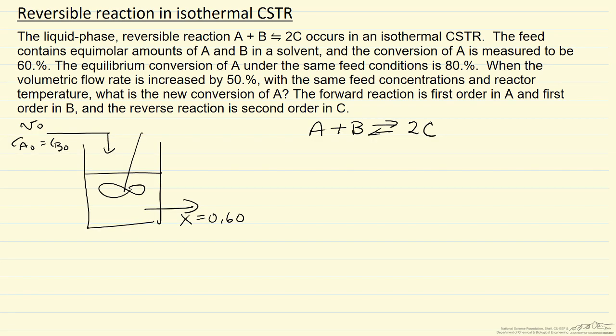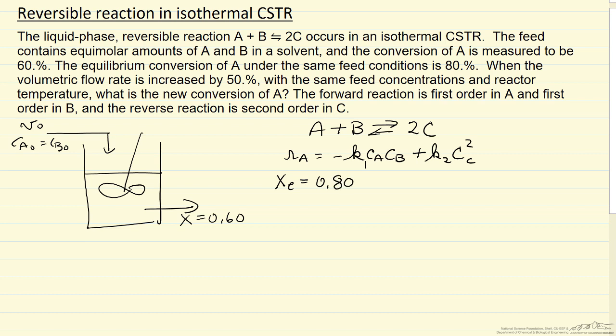So the rate of reaction for A, it says it's first order in A and first order in B. It's the forward reaction. The reverse reaction is second order in the concentration of C. Now the problem tells us that equilibrium conversion is 0.80, which means this is when the rate of reaction is 0. That's what equilibrium corresponds to. So the rate of reaction is 0.